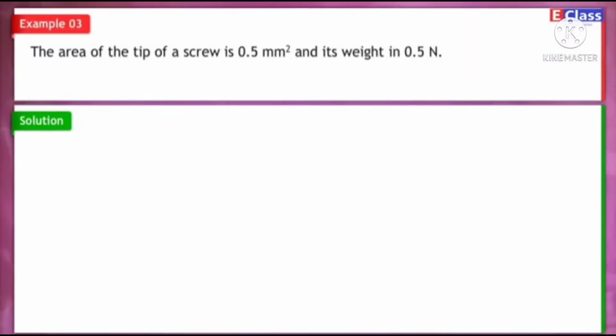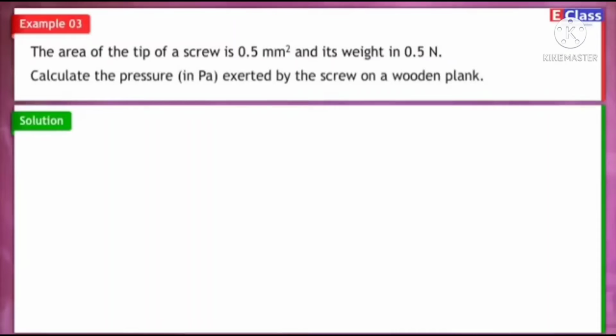Next, example number 3. The area of the tip of a screw is 0.5 millimeter square and its weight is 0.5 Newton. Calculate the pressure exerted by the screw on a wooden plank.